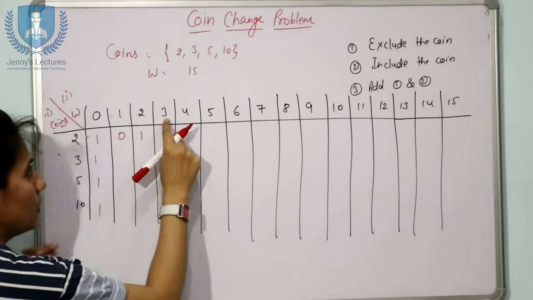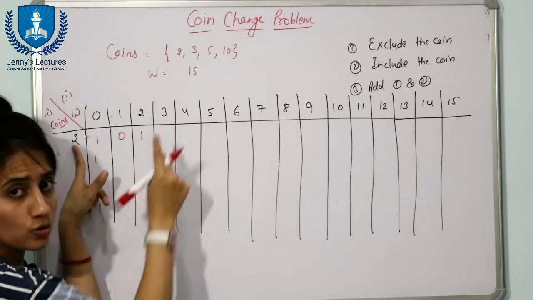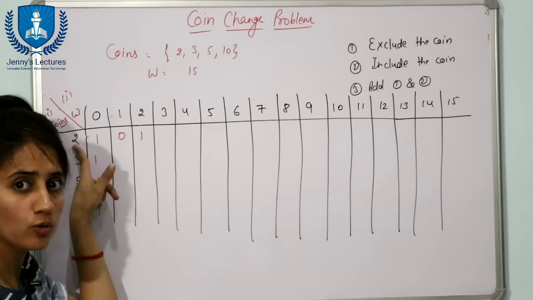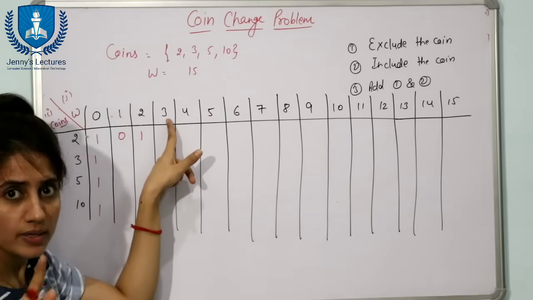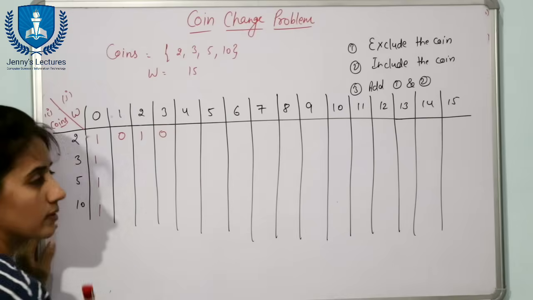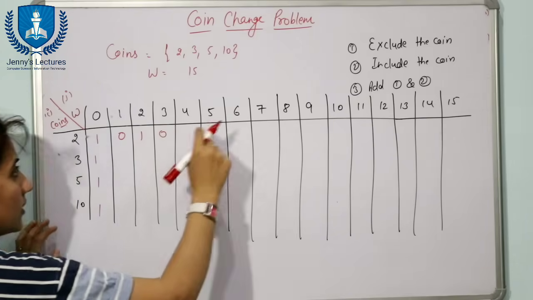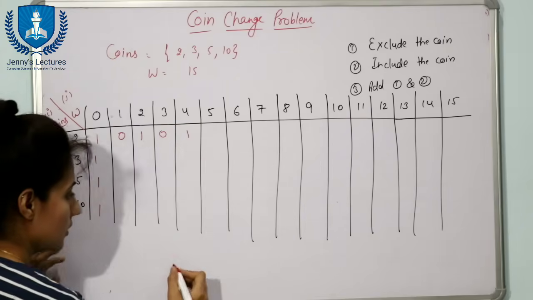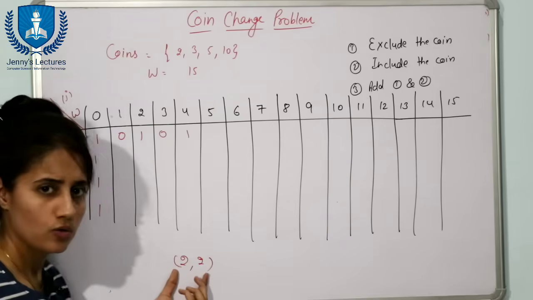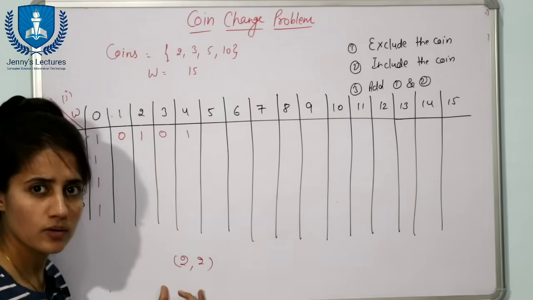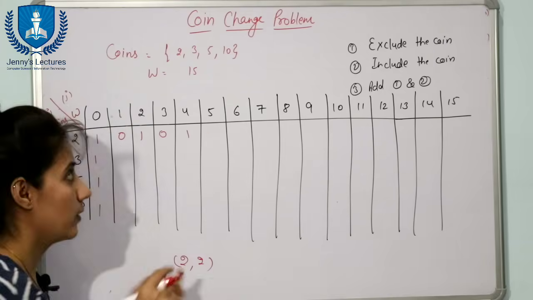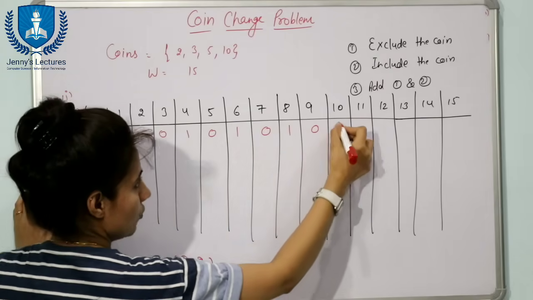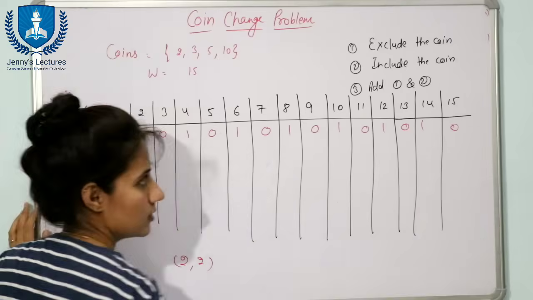Can you make a sum of 3 using a coin of denomination 2? If you choose one 2 rupee coin, then you cannot make it. If you choose two 2 rupee coins, then the sum is 4. You cannot get 3 in any case. So there is no way. Okay, simply you write 0. Can you make 4? Yes, we can make it. Only one way we have: 2 and 2. You choose two 2 rupee coins and you make a sum of 4. Can you make this sum 5? No. Can you make this? Yes. This no, this yes. 0 1 0 1 0 1 and 0.